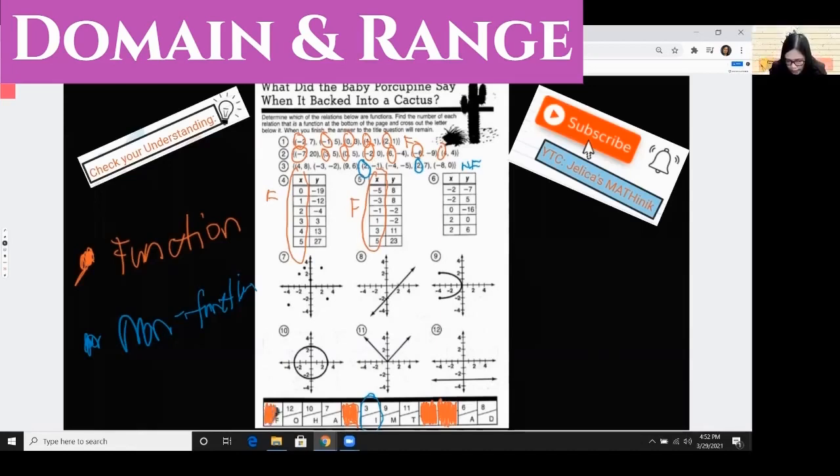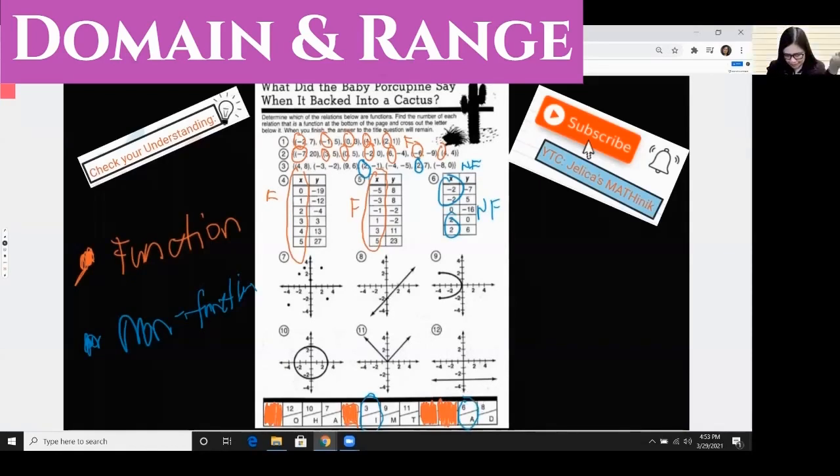Next, in number 6, we have repeated numbers, the -2, obviously. So the -2 and +2 repeat twice, more than one. If they repeat twice or more than once, it is a non-function. So we'll encircle number 6. Yippee, we already have 2 letters, okay?